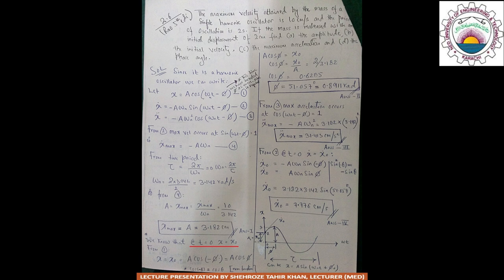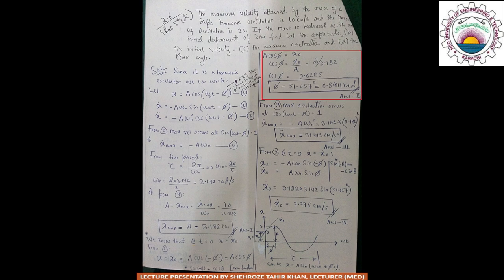Now we have a cos phi is equal to x naught, or cos phi is equal to x naught upon a. By substituting the value of x naught and a in this equation, we get cos phi is equal to 0.6285 and phi is equal to 51.057 degrees, or 0.8911 radians.